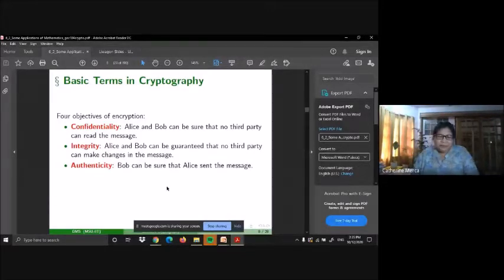Authenticity. Bob, for example, na sila gusto i-discuss together, no? That they would like to encrypt the message para dili ma-decrypt. But Bob can be sure that Alice sent the message. Non-repudiation. Bob can prove to any third party that Alice sent the message.